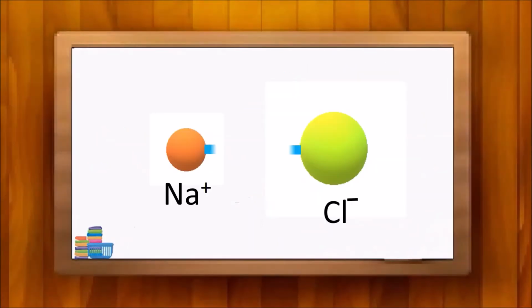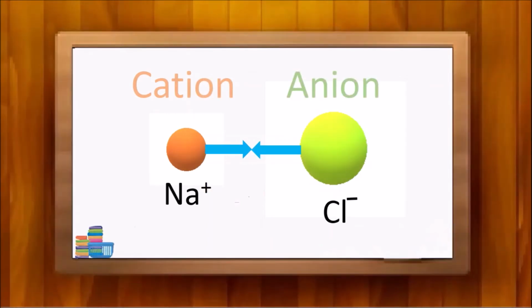An ionic bond is born because of the attraction created between a cation and an anion. A cation is an ion charged positively. An anion is an ion charged negatively. A strong attraction happens between these opposite charges. That's called an ionic bond.